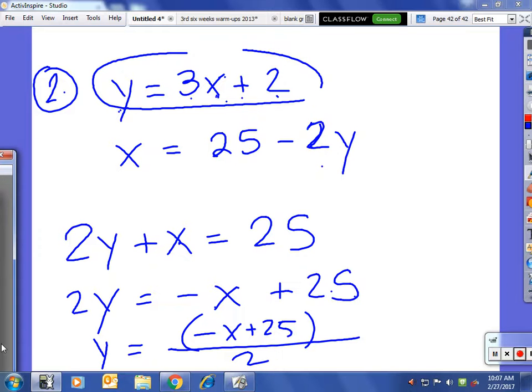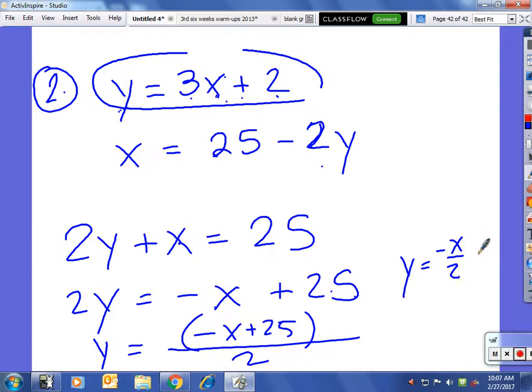Now, let's say you don't mind dividing individually. Another way you could have written this was y equals negative x divided by 2 plus 25 divided by 2. Each one could individually be divided by 2 or the whole thing in parentheses.